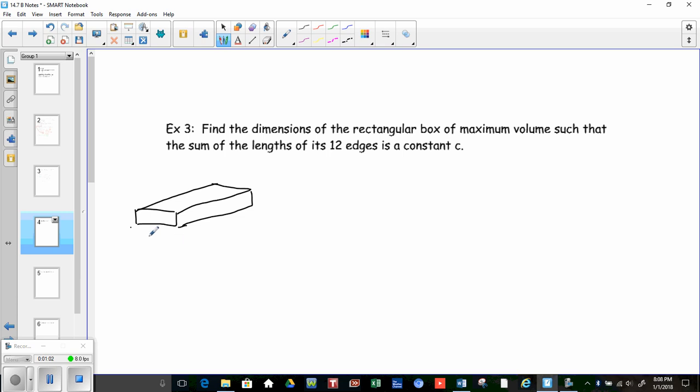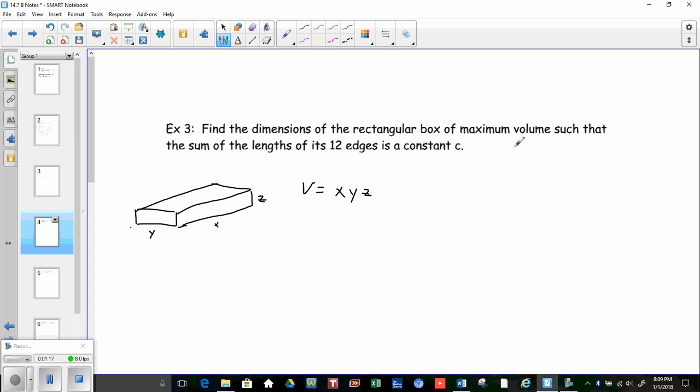So we can call this y, call that x, call that z, and hopefully you guys remember that the volume of a box is length times width times height, which in this case is x, y, z.